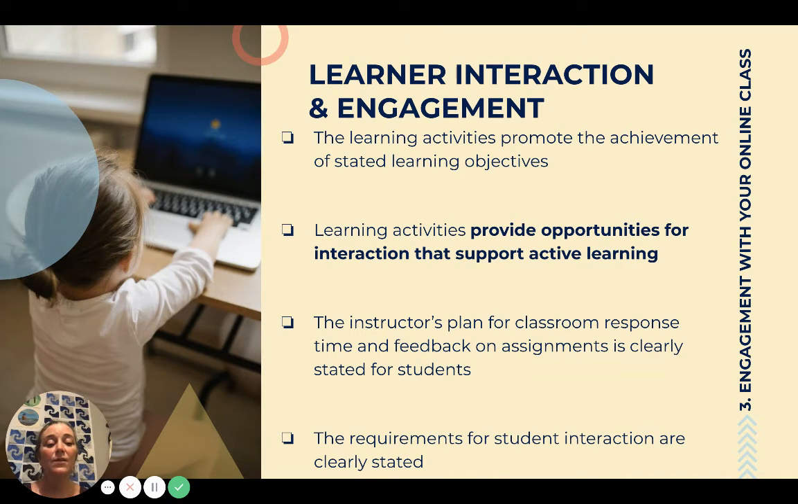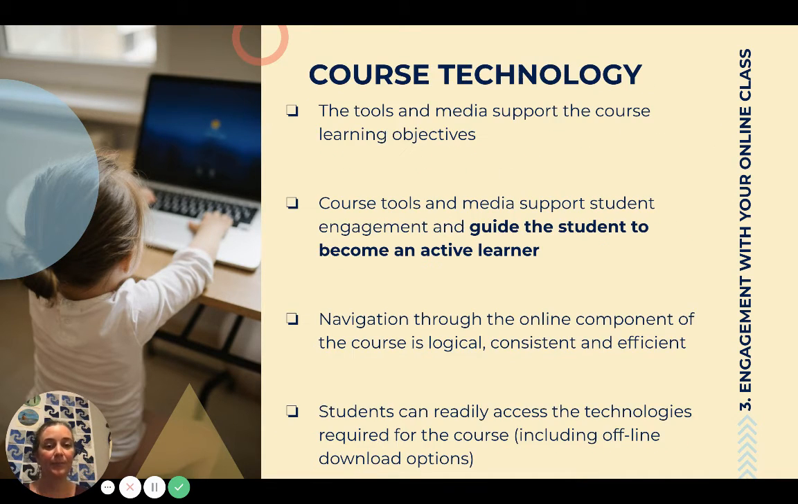The instructor's plan for classroom response time and feedback on assignments is clearly stated for students. They know when they're going to get graded, and the requirements for student interaction are clearly stated. So if you want them to interact with each other, you need to make sure you tell them how to do that and that they're each expected to do that, so everything is clear, clear, clear.